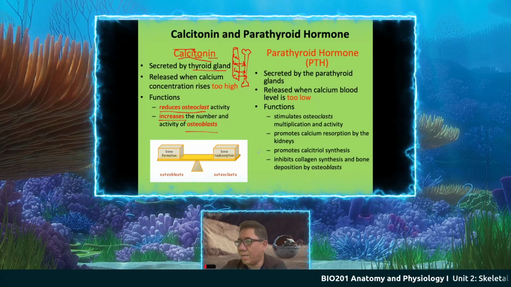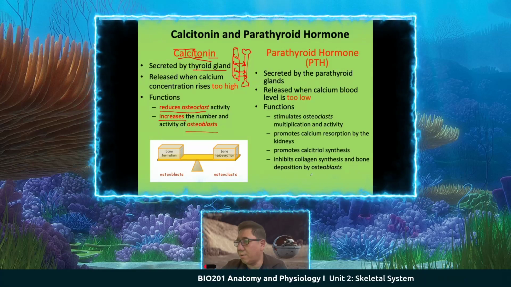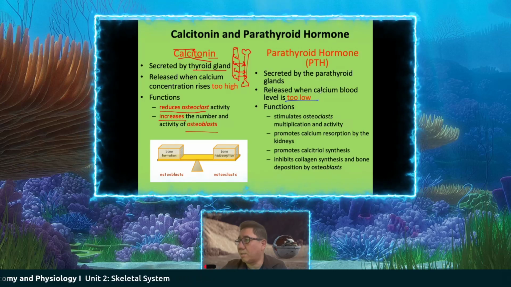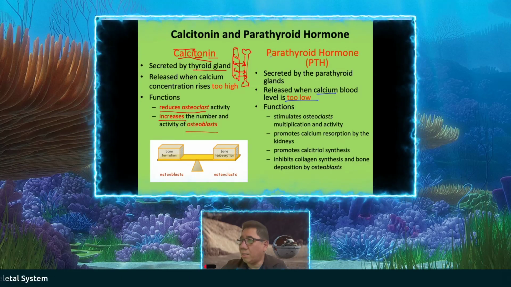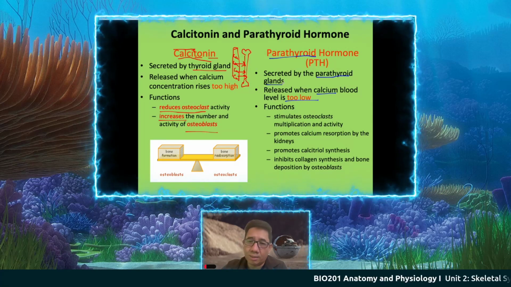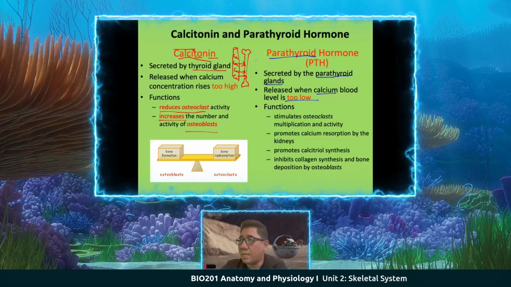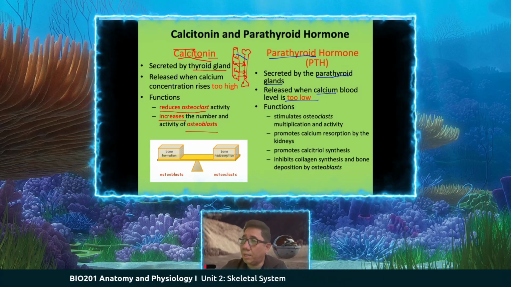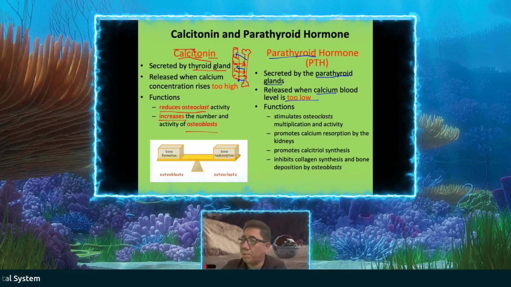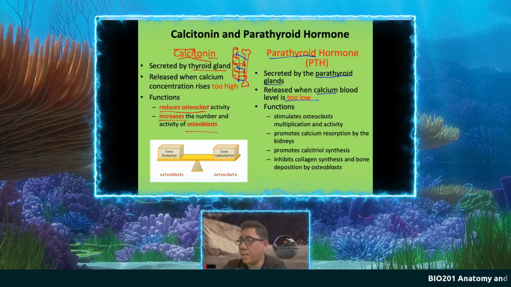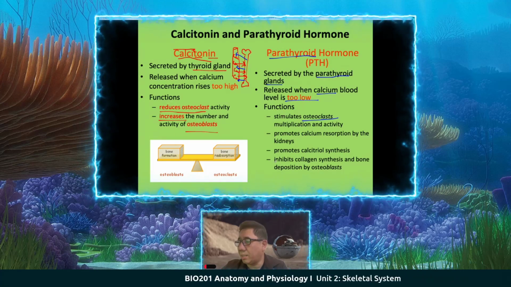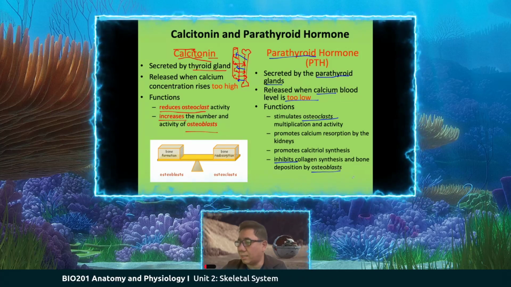Oppositely, if you have very little calcium in your blood, your calcium is low in your blood, your parathyroid gland will release parathyroid hormone, just like the name of the gland. What it does is the opposite: it puts calcium back into your blood. So it's stimulating osteoclast, and it's inhibiting collagen synthesis and inhibiting osteoblast.